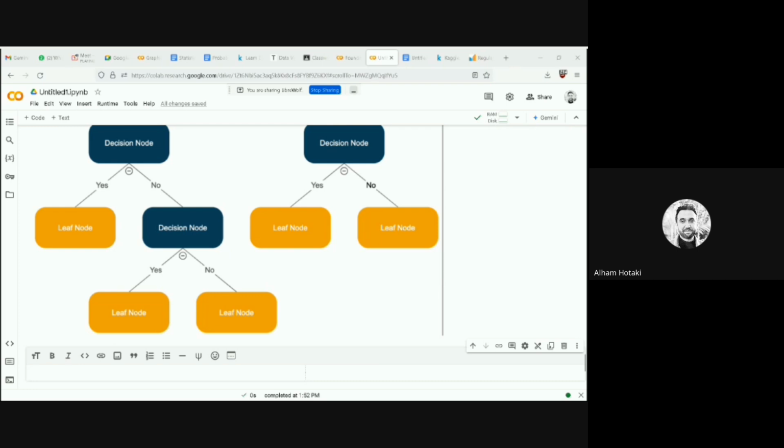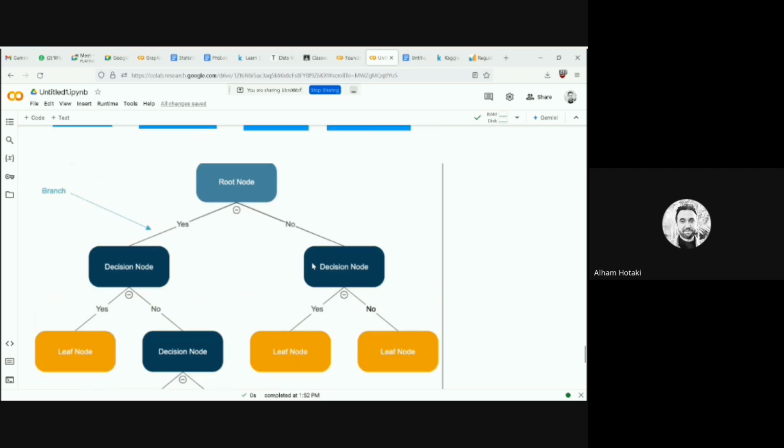The similar thing for project management, you can do the same thing, and lots of things are there. So the root node is the topmost node representing the initial decision. See, this is the initial decision that it represents to you. Decision nodes are intermediate nodes. They split further into branches and provide more conditions or attributes. Leaf nodes are also called terminal nodes. This is the end point of the tree.